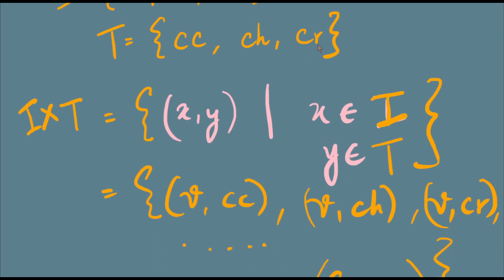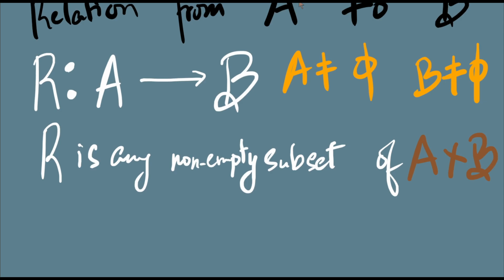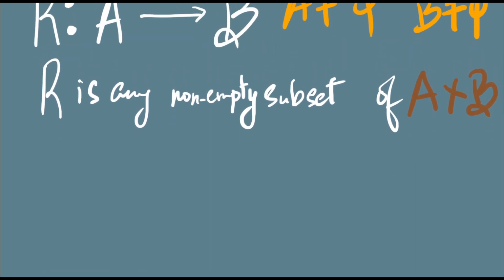We have done it here. So x comma y, so the first entry is from A and the second entry is from B, and if either of the two is an empty set, then we will not have any cross products. So this is how I'm defining a relation.